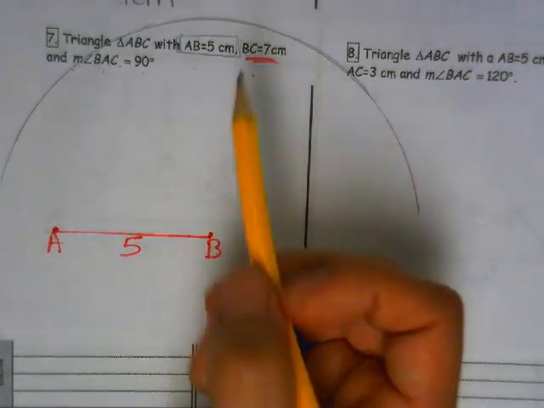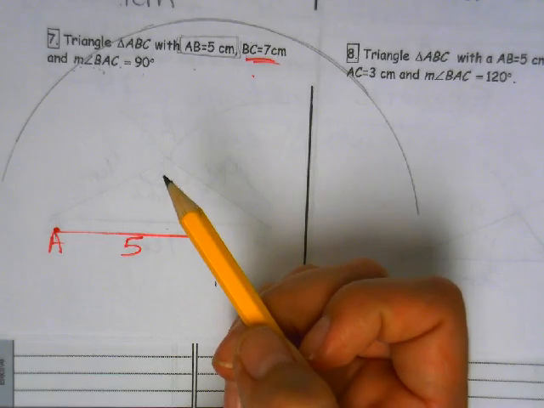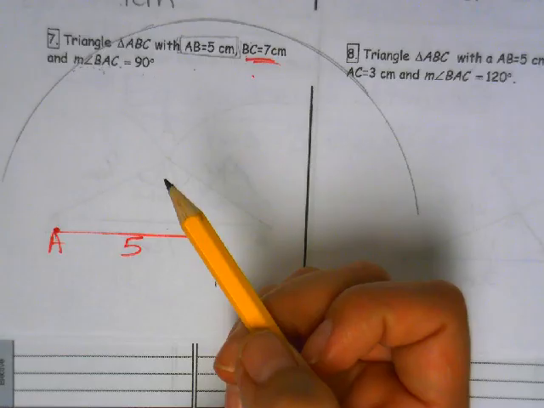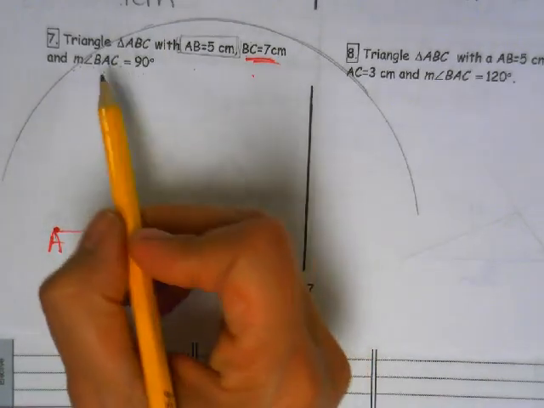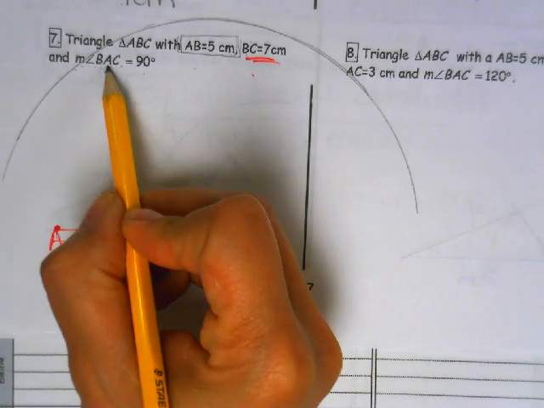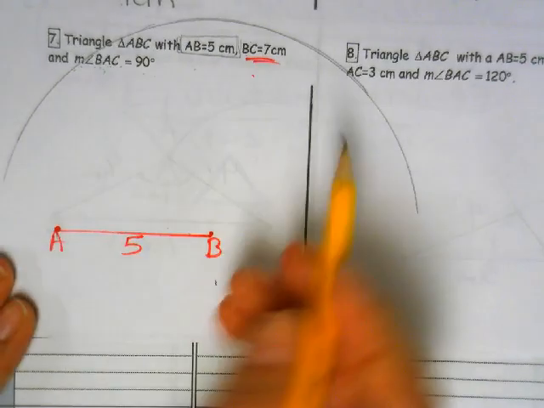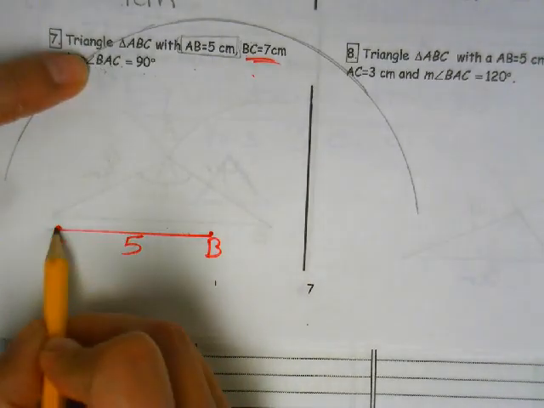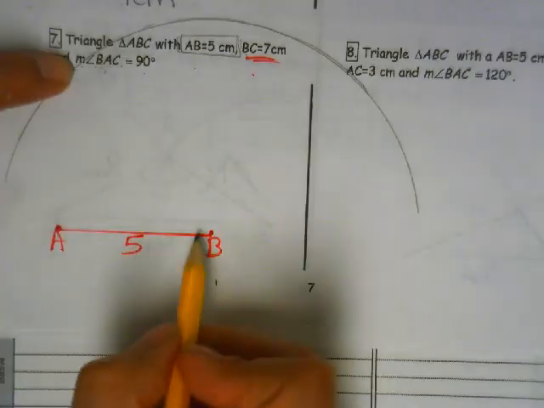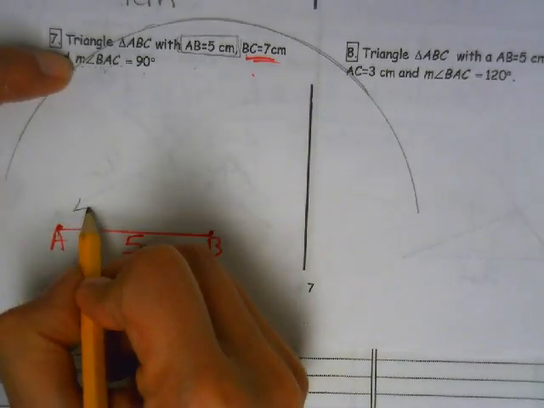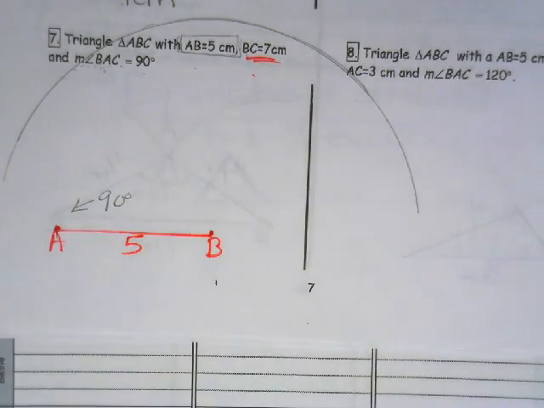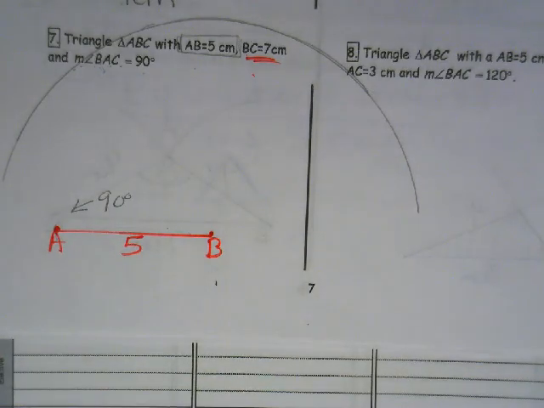Here's how you can tell. What's the middle letter? That's where it is. That's your vertex. The middle letter is your vertex, meaning it's the dot. So here it is: B, A, and then somewhere C. So BAC means this angle right there is 90 degrees. The middle letter is your vertex.